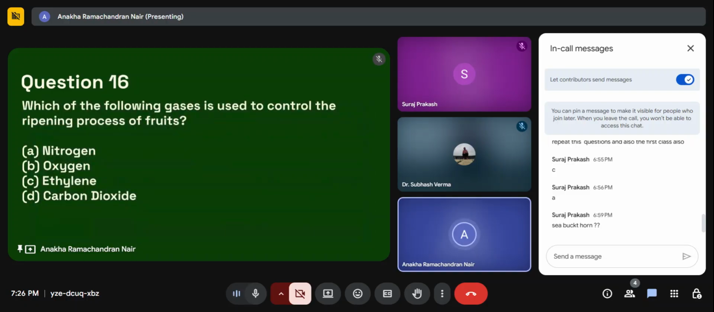The question is, which of the following gas is used to control the ripening process of fruits? There are four options given to you: nitrogen, oxygen, ethylene, and carbon dioxide. So this is a very simple answer. Do you want to try guessing?